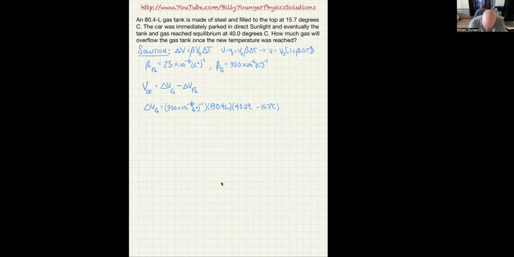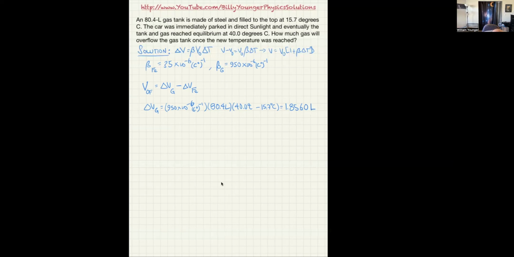So we really can only put out 2 sig figs, but I'll keep a couple extra just in case the difference between the two is not actually measurable. So in terms of sig figs, let's go ahead and do this calculation. I say 950 times 10 to the negative 6 times 8, 0.4 times parenthesis 40.0 minus 15.7, and that gives me a change in volume equal to 1.8560, and that is of course in liters.